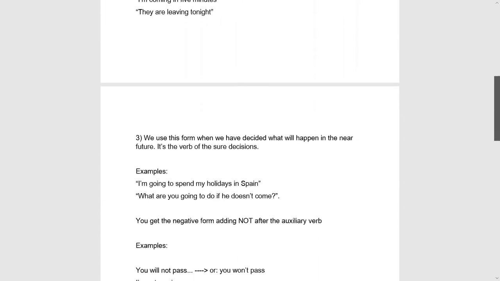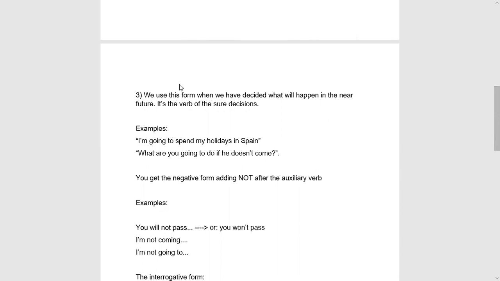And the third is to be going to plus verb. We use this form when we have decided what will happen in the near future. So it's the form of sure decisions and also the form that we can use with transportation. For example, the train is going to leave because there is a schedule, okay, a time schedule.